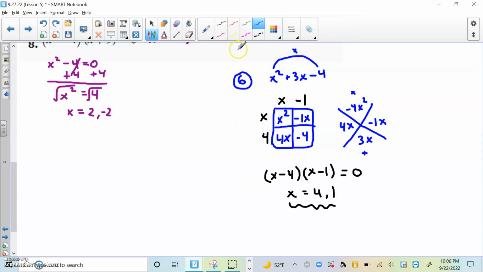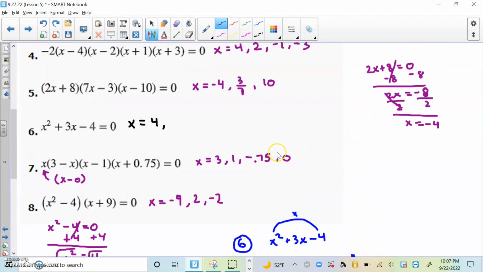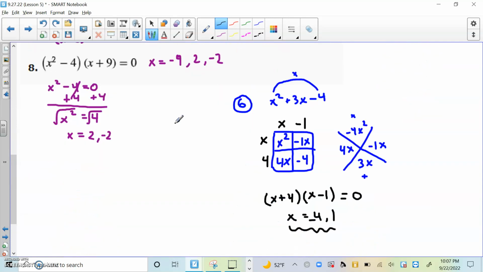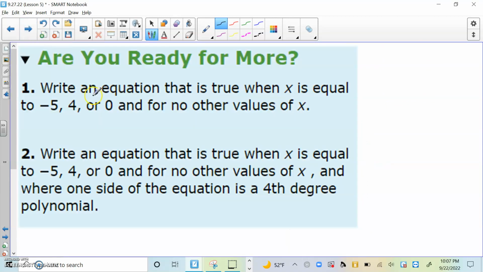Okay, this is positive 4, because this is positive, and so my answer here would be a -4. There we go, fixed it. -4 and 1. Alrighty, moving on.